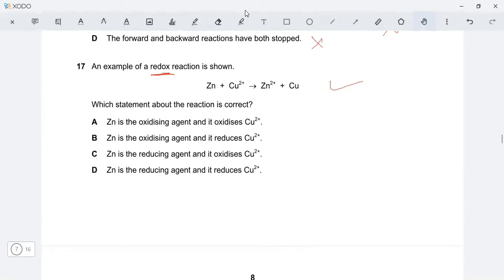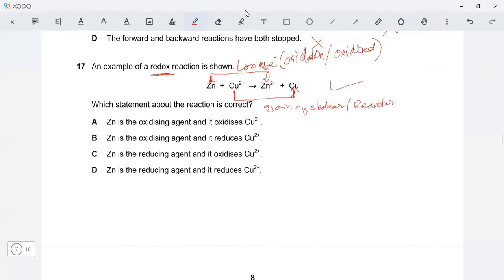So basically here, what you find, the zinc lost 2 electrons. So that means there is loss of electrons. Loss of electrons means oxidation. Oxidation means it is oxidized. Okay. Whereas copper 2 plus, a metal ion, gained 2 electrons to become a neutral metal. That means here, gain of electrons means reduction, or you can say it is reduced.